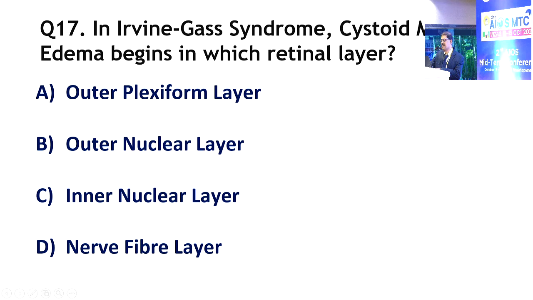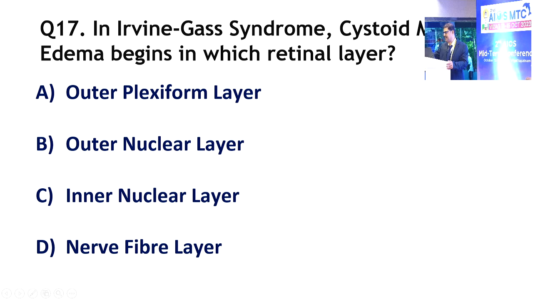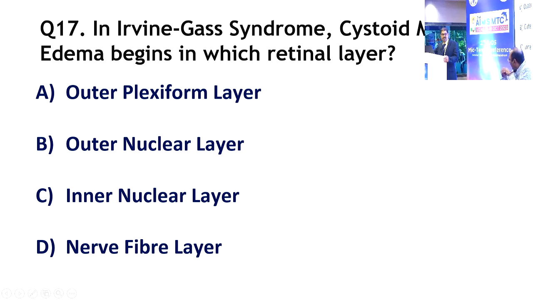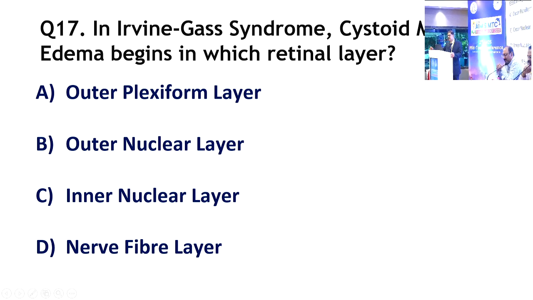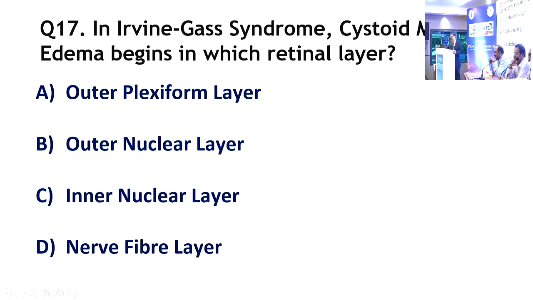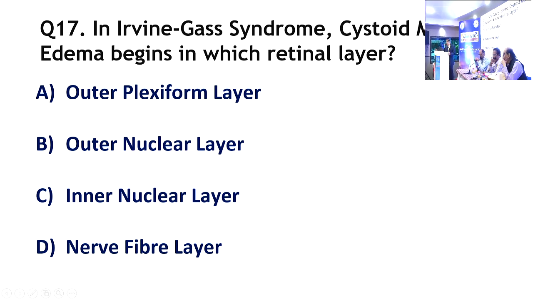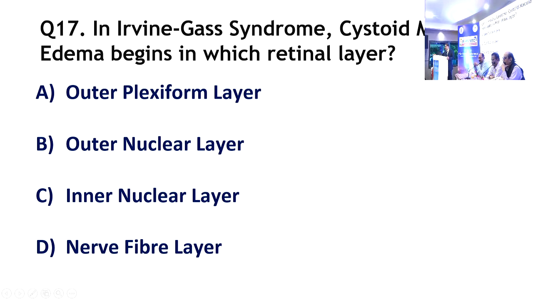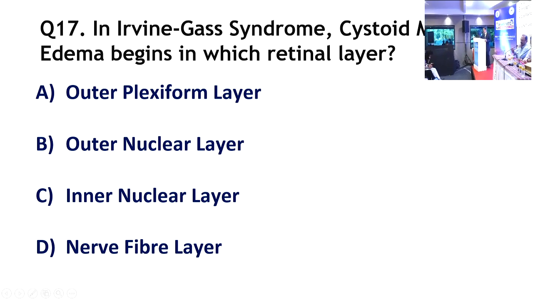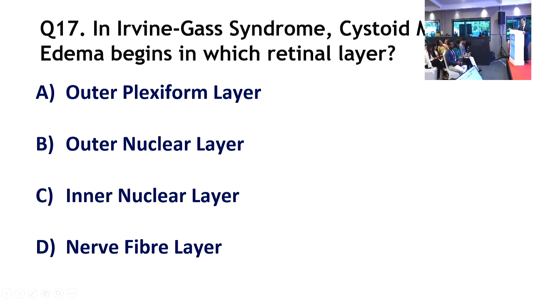Question number 17. In Irvine-Gass syndrome, cystoid macular edema begins in which retinal layer? I hope all of you know about Irvine-Gass syndrome, the cystoid macular edema that occurs after cataract surgery and more often leads to a frustrated surgeon and an unhappy patient. Option A is outer plexiform layer, option B is outer nuclear layer, option C is inner nuclear layer, option D is nerve fiber layer. Where does the edema start? We all know edema is there, but where did it start?